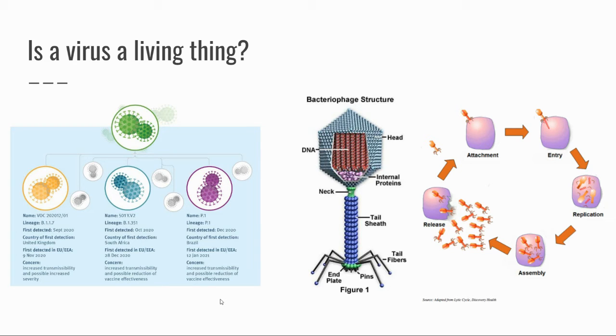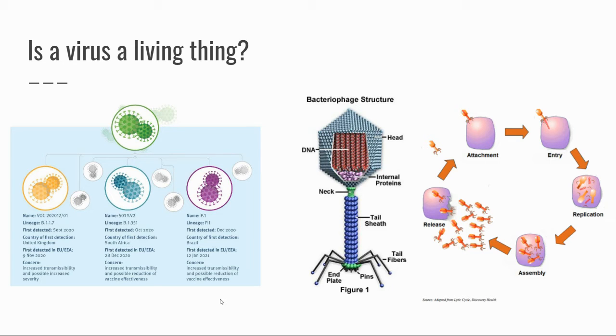So let's ask ourselves, is a virus a living thing? Going back to the 7 characteristics of life, are viruses made of cells? They aren't. They're only made up of protein and genetic material. Can a virus reproduce by itself? It can't. It needs a host. Can a virus maintain homeostasis? No, it really can't. It needs the host for that.